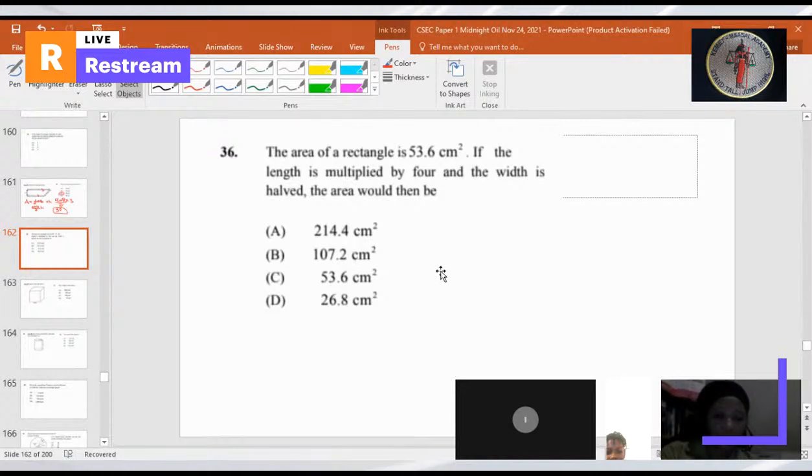All right. Number 36, Dreshan, go ahead. Number 36. The area of a rectangle is 53.6 centimeters squared. If the length is multiplied by 4, the width is half, the area would then be. So miss, they gave us the area, and it said the length is multiplied by 4, and the width is half.